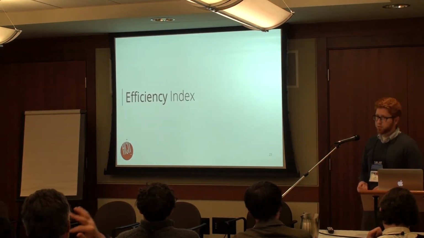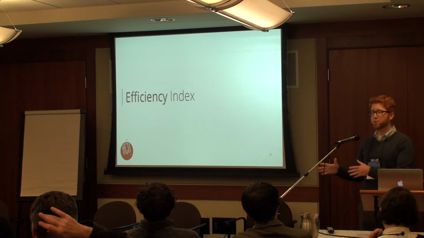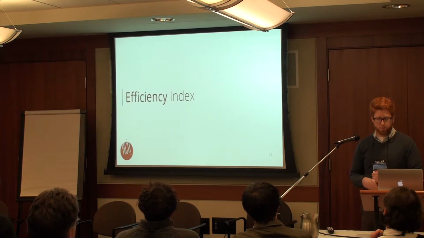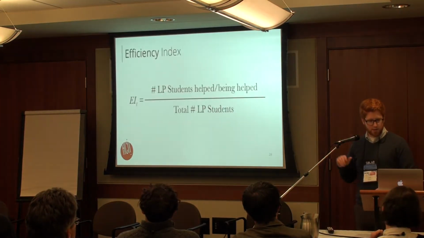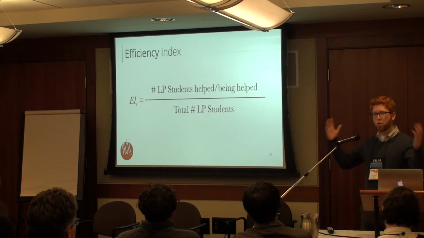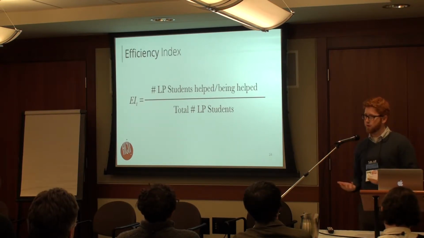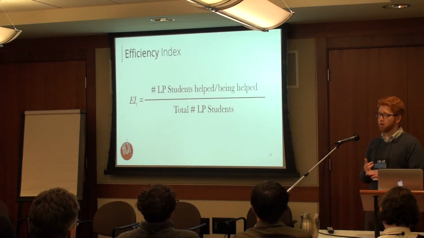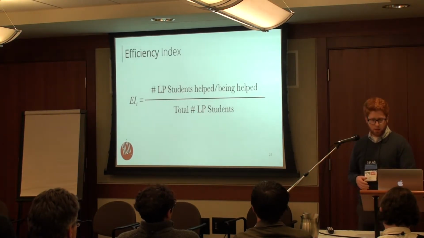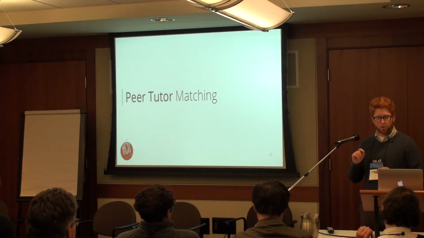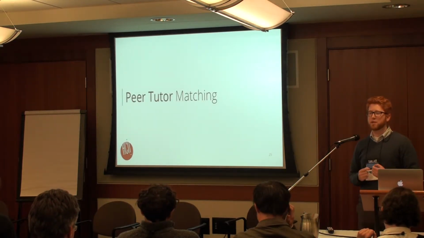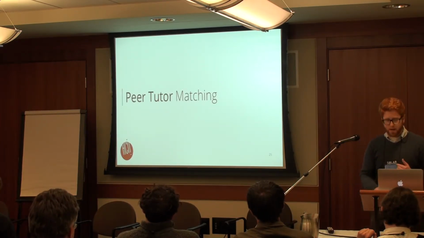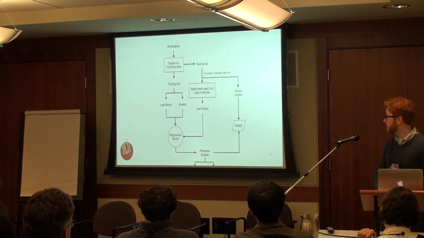Just like how we needed a metric to assess how well we choose which students to help, we needed a metric to test how many of those students we're able to help as well. We call this the efficiency index, and it's another simple ratio. Of the total number of low-performing students, whom we operationally define as needing help, how many are being helped or have been helped at any given time point? Like I mentioned, we're going to increase the efficiency index by essentially increasing the number of pseudo-instructors in the form of peer tutors. The process of matching these students to peer tutors looks like this.